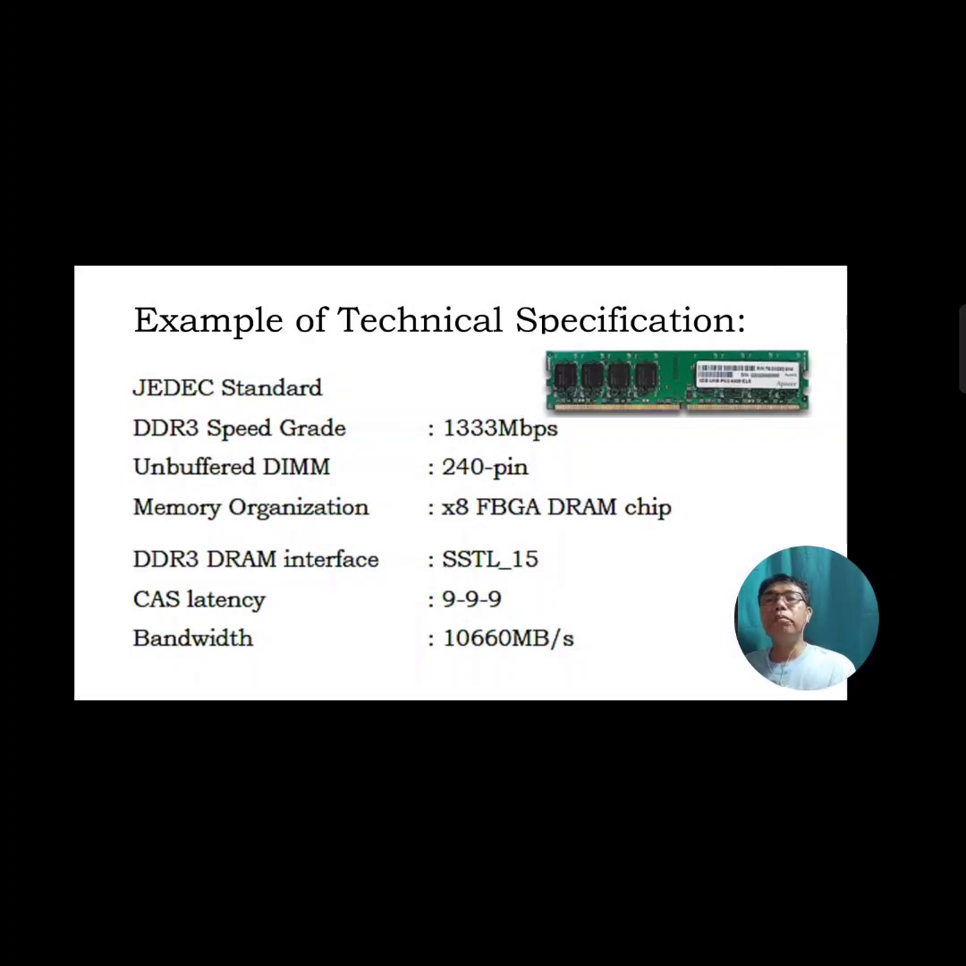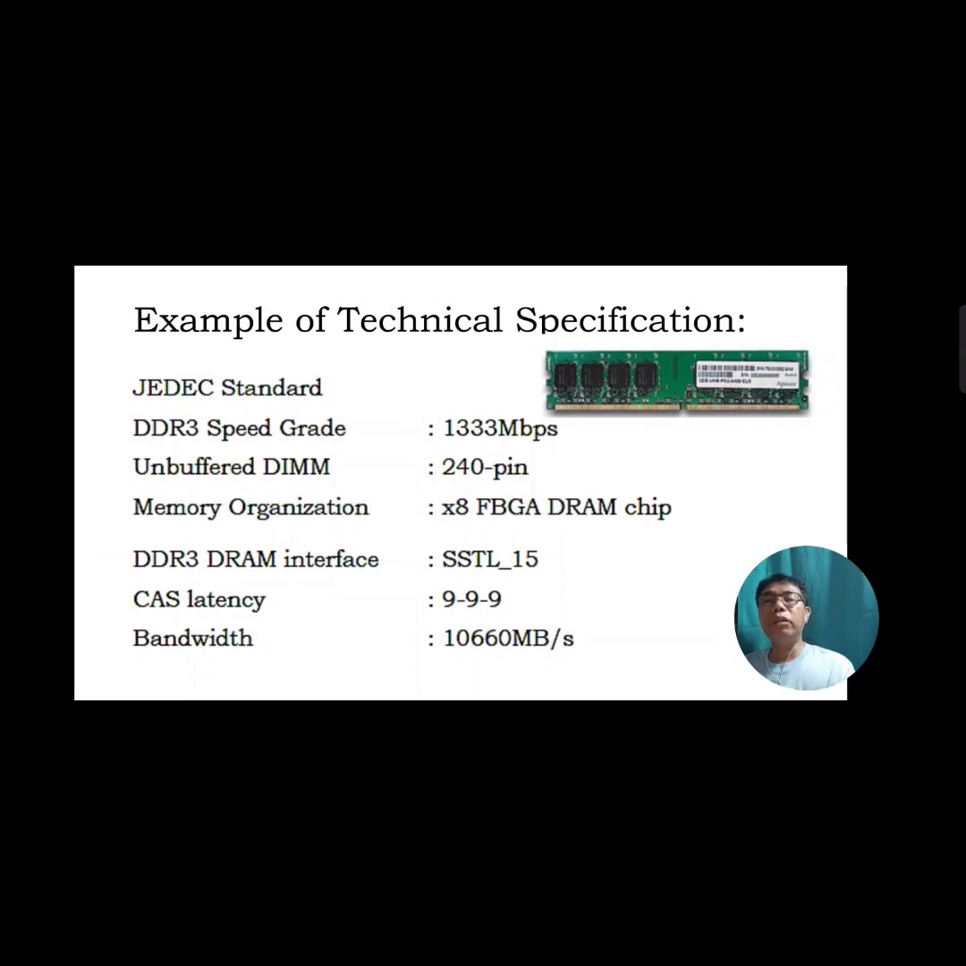Unbuffered DIMM with 240 pins. You have noticed on the lower part of the RAM, we have here the color yellow or gold. That is bronze. Below it is the pins, counted 240 pins. Next, memory organization, that is times 8 FPGA DRAM chip. Then DDR3 DRAM interface is STL15. The cache latency is 999, that is the code.